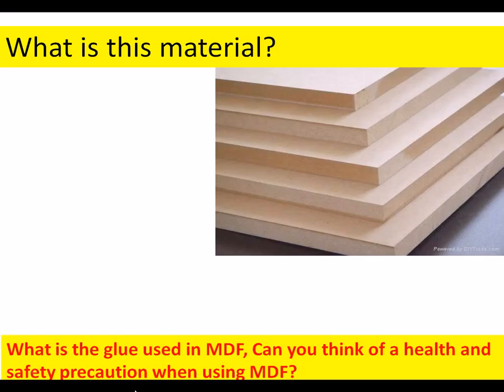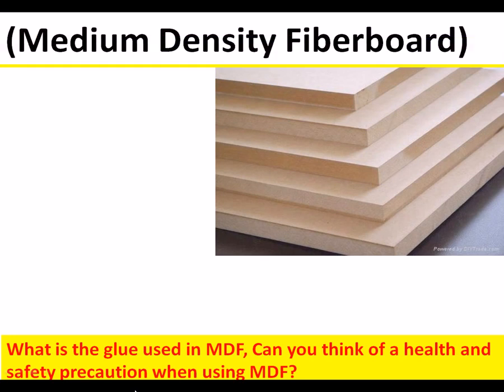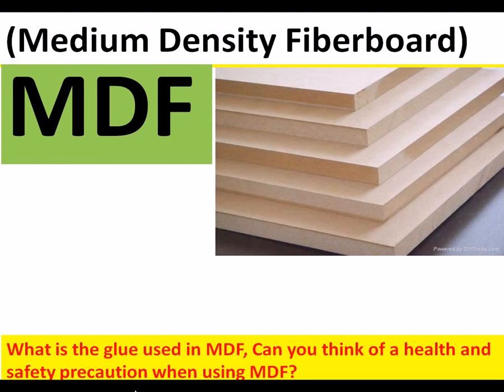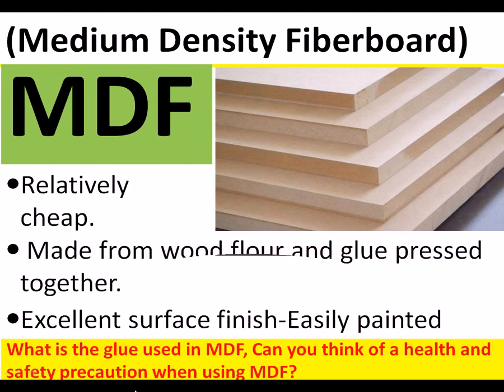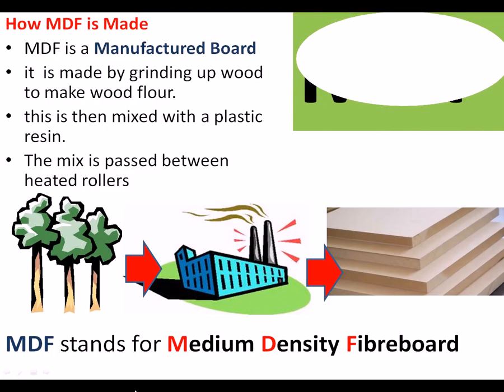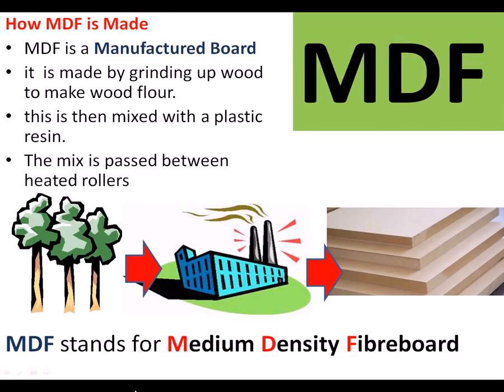And there's a worktop. What's this material? You should all know this one. This is medium density fiberboard, MDF. This is cheap. It's made from wood flour and glue pressed together. It's an excellent surface finish. It's easily painted, but the problem with it is it has glue inside, so it's sometimes a problem to work with.